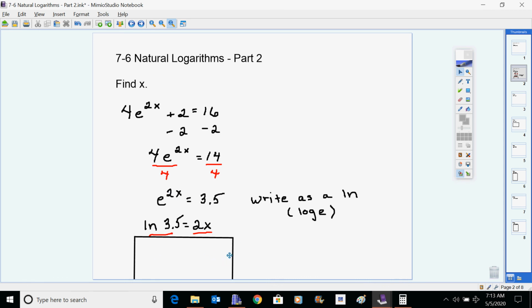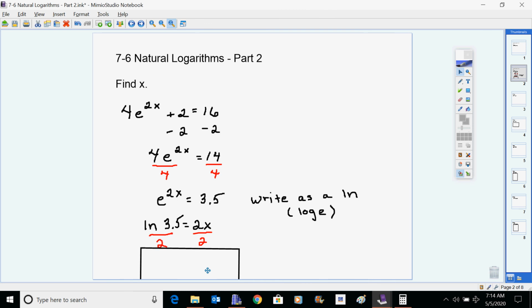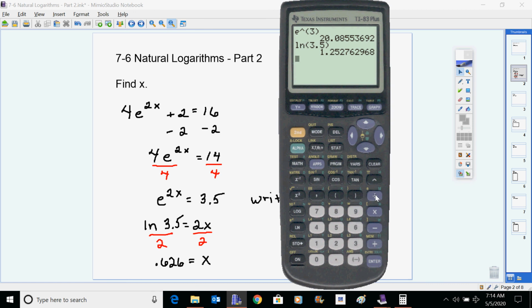Then you find your natural log of 3.5. We've got our natural log button. 3.5, super easy on this calculator. So you've got your answer. And then divide that by 2. And once again on this calculator, all you have to do is hit the divided by. It takes your previous answer, just like that.